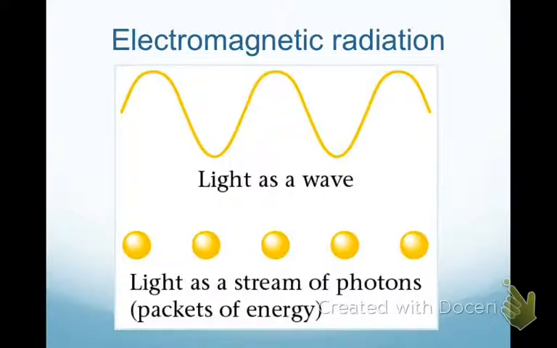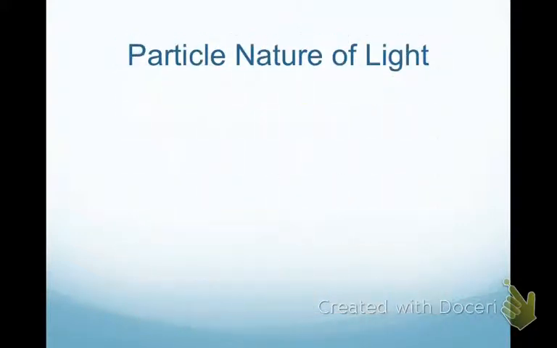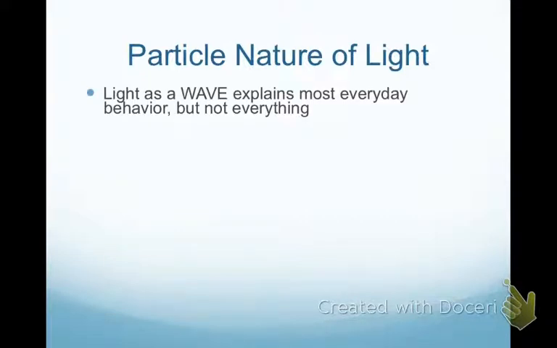And so the thing that we want to remember about electromagnetic radiation is that light travels as both a wave and a particle at the same time, but when we observe it, it kind of picks which way it's going to behave. It's really quite strange, but this is the nature of quantum mechanics. So today we're going to focus on the particle nature of light.